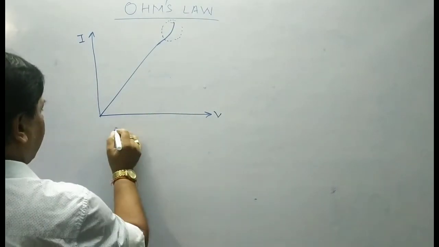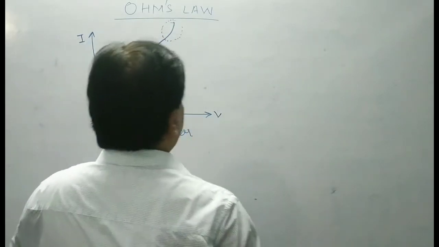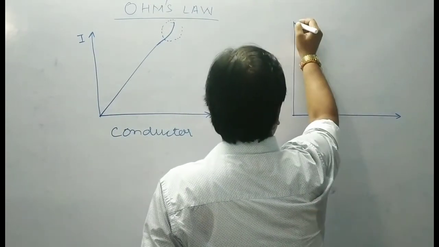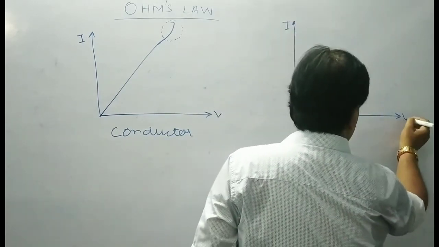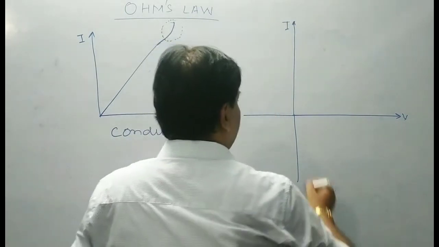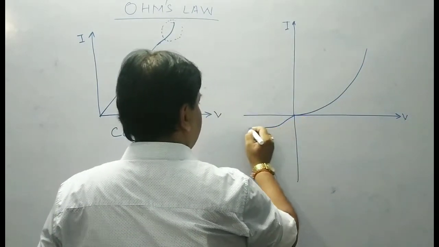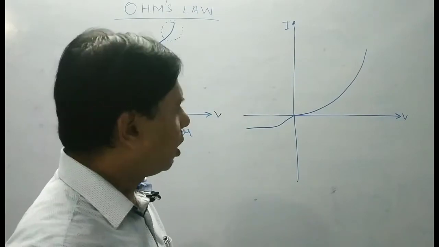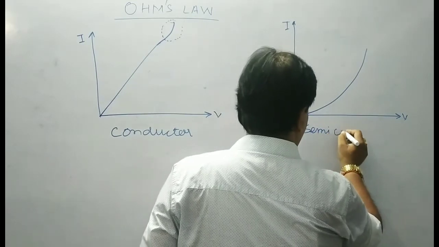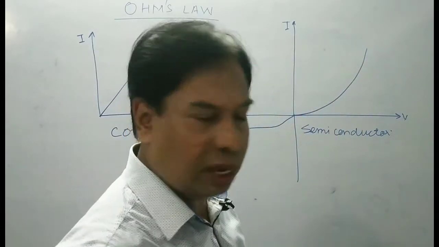Or better we write here. Now, IV for semiconductor, it goes like this. This is for semiconductor. Semiconductor means germanium, silicon, like that.